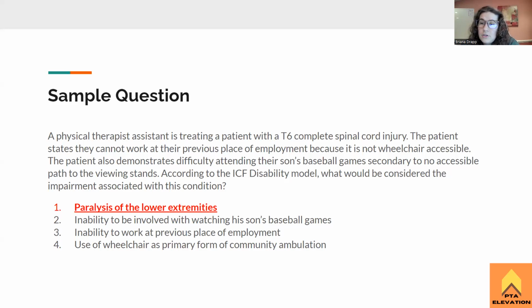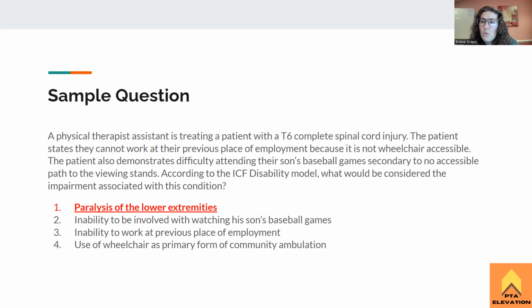Our participation restriction would be that they cannot watch their son's baseball games because that's a situation that they're unable to participate in due to the environmental factors of they have to go over dirt and stuff like that. It's not an accessible pathway. And then the inability to work at his previous place of employment would also be a participation restriction for this individual.